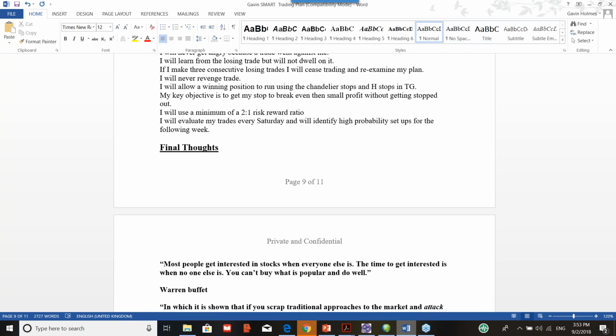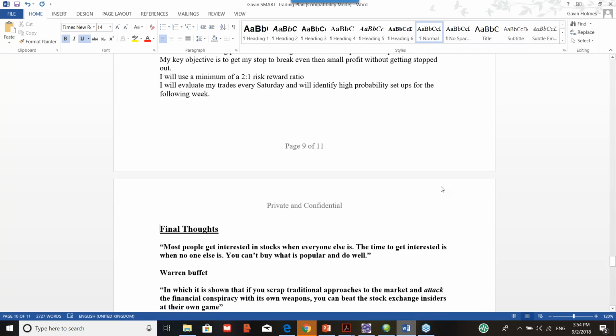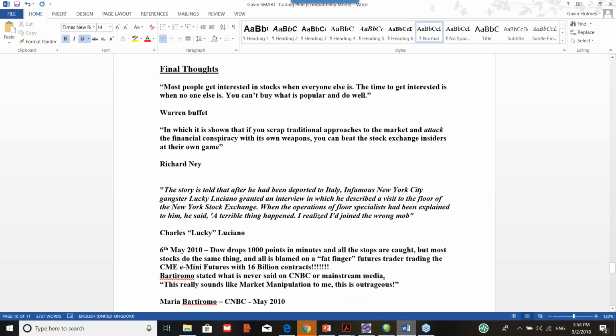If you ever go through 2 or 3 losing trades, you say, I'm going to get it back, I'm going to get it back, and you start trading, you'll make another 6 losing trades, guaranteed. So don't do it. I will allow a winning position to run using the chandelier stops and H stops in Trade Guide, which I'm going to show you on Thursday. My key objective is to get my stop to break even, then small profit without getting stopped out. I will use a minimum of 2-to-1 risk-reward ratio. I will evaluate my trades every Saturday and will identify high probability trade setups for the following week. There are several that I've identified, but I'm going to show you tomorrow as the markets open.